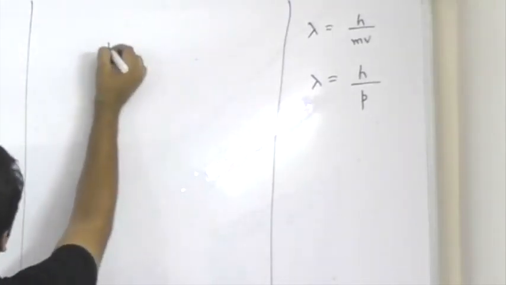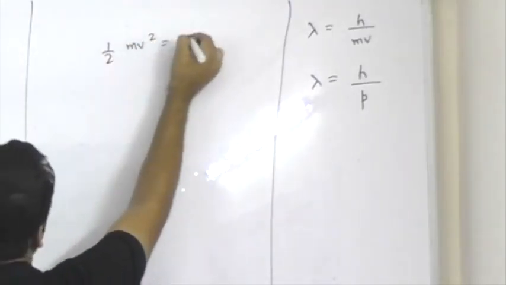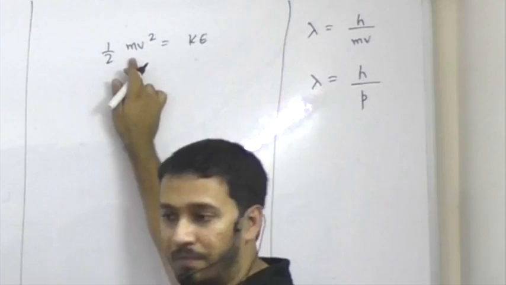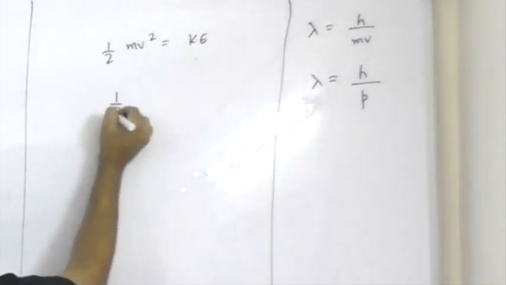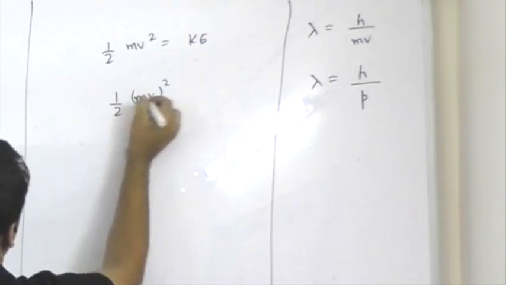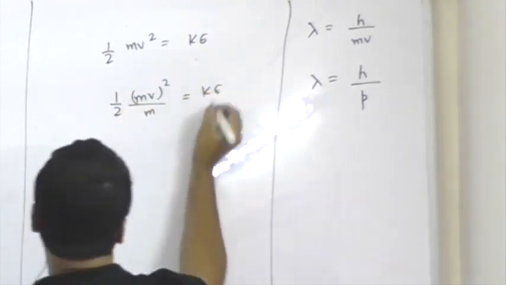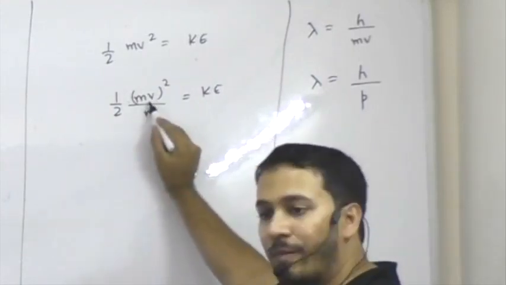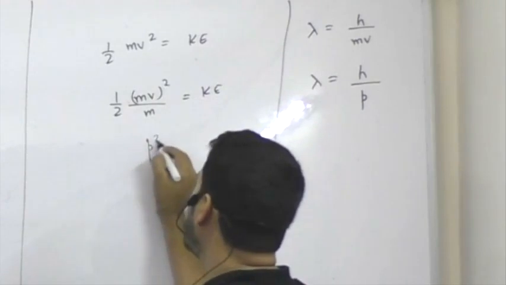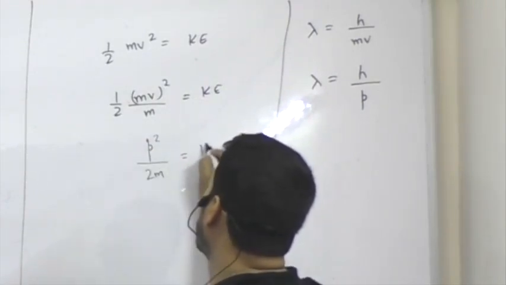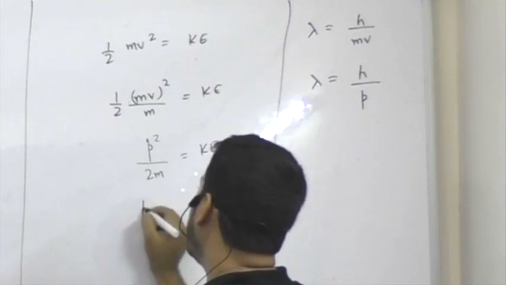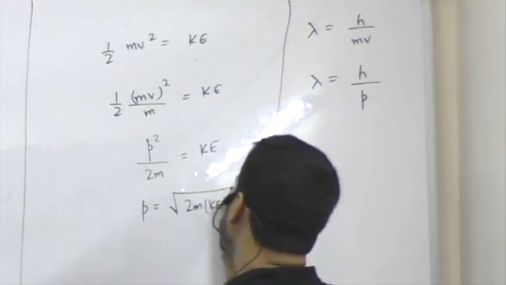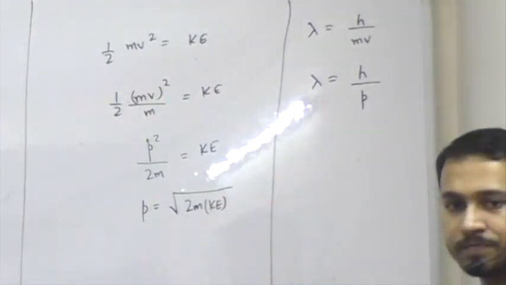I know that half mv square is kinetic energy. If I multiply and divide with m, mass, numerator and denominator, I will get half into mv whole square upon m is equal to kinetic energy. What is mv? Momentum. So can I not write this as p square upon 2m is equal to kinetic energy? Or I can write that the momentum is square root of 2m kinetic energy.